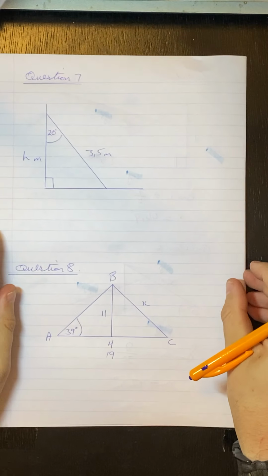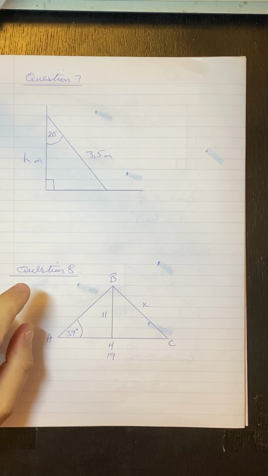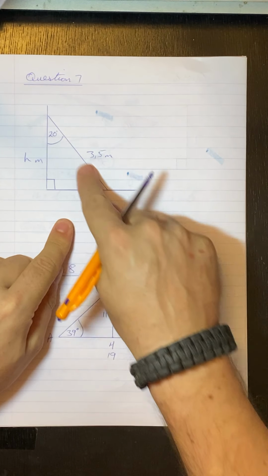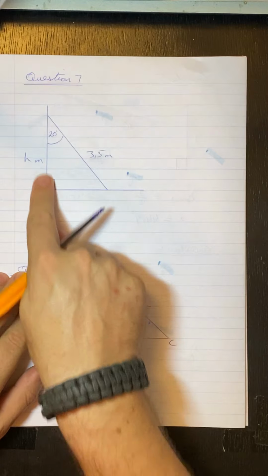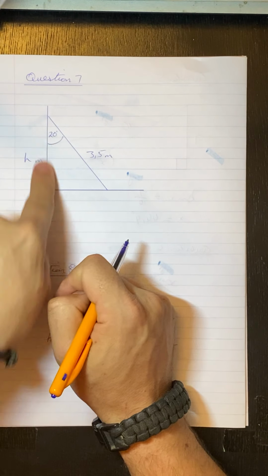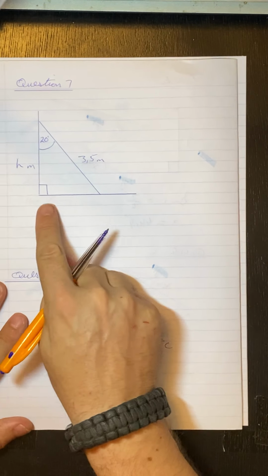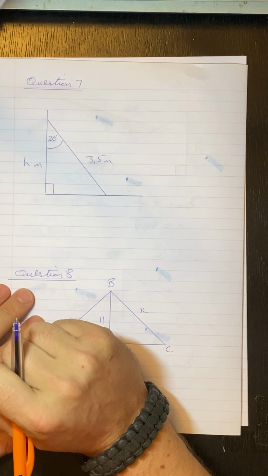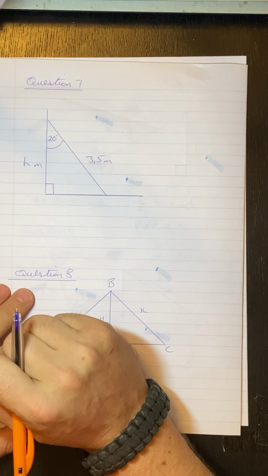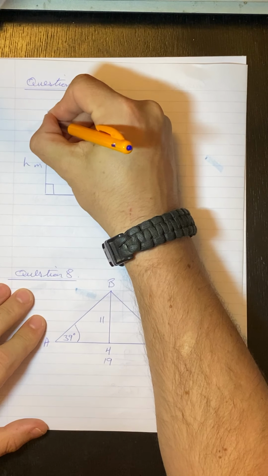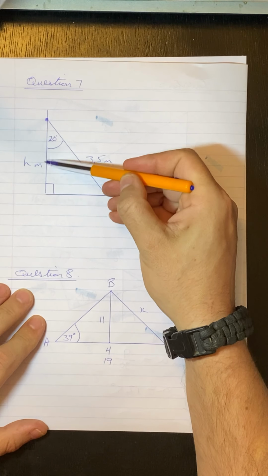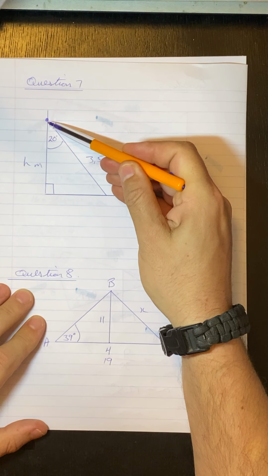Question 7. Question 7 is saying, the diagram shows a ladder leaning against a vertical wall. So there's our wall, there's our ladder, and this is the floor. It goes on to say, how high up the wall does the ladder reach? So we want to know where the ladder makes contact with the wall. We want to know how high is that contact point.